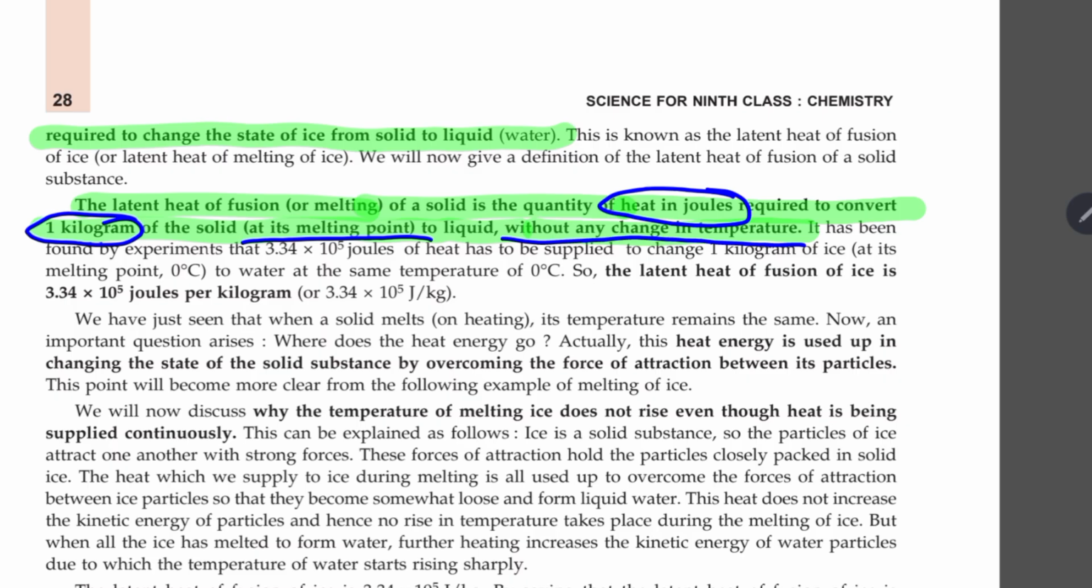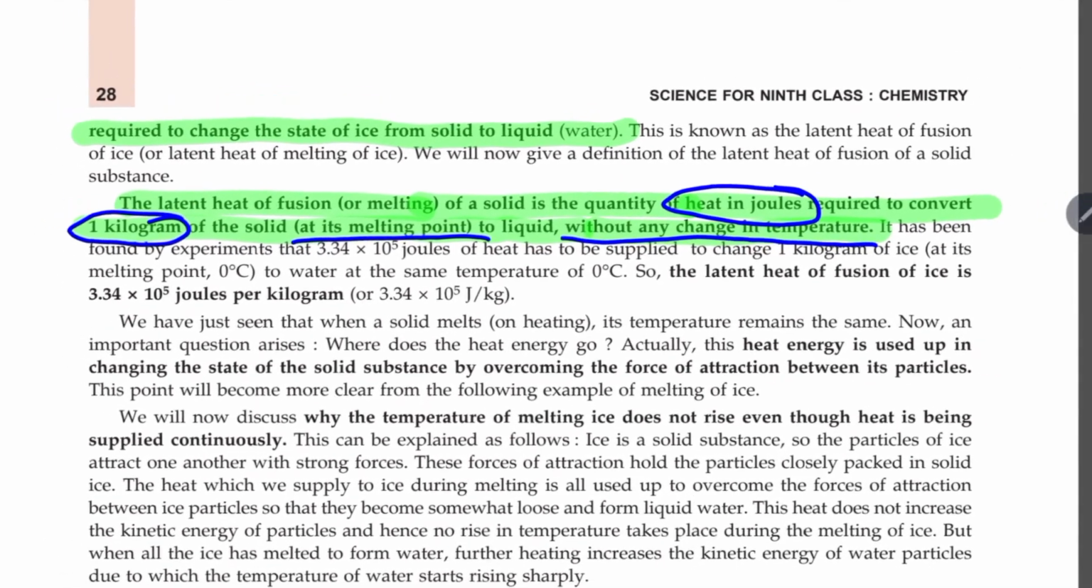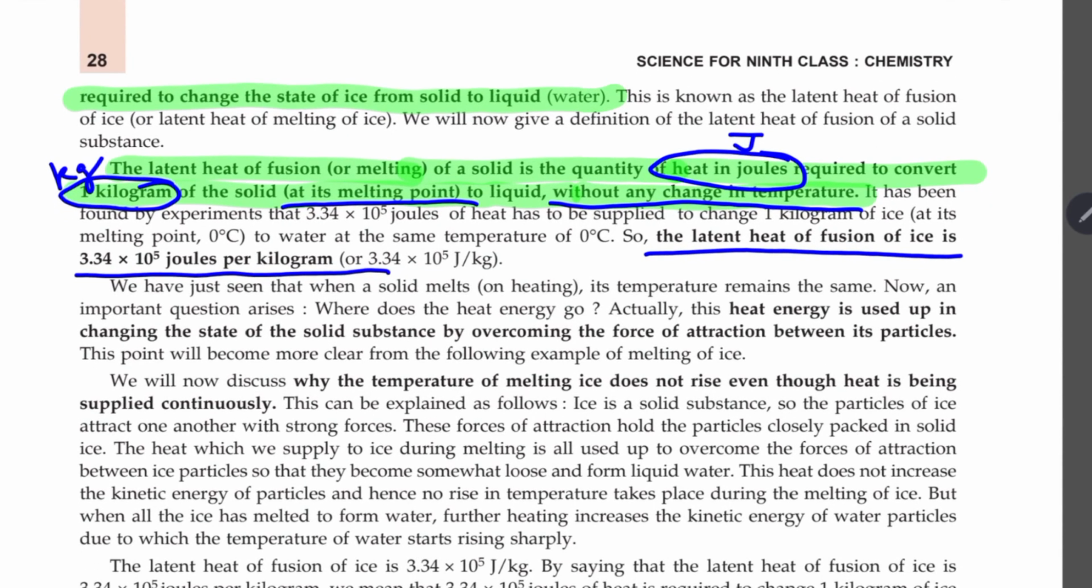To mention at its melting point is equally important. Okay, so experimentally it has been seen the latent heat of fusion of ice is 3.34 into 10 to the power of 5 joule per kg. So why joule? This much amount of heat per kg of the solid. Okay, so now let us see some more questions.